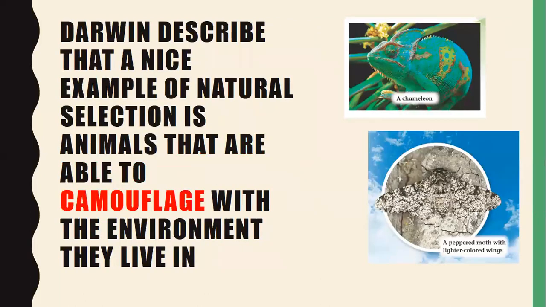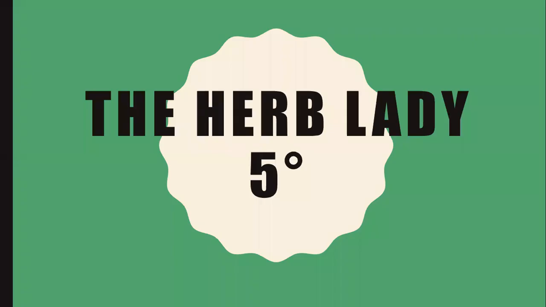And with that, also come some changes. Darwin describes that a nice example of natural selection is animals being able to camouflage with the environment they live in. For example, a chameleon, as you have seen before, can take many colors. It is able to change its appearance at will depending on the place in which it's touching or sitting. And moths can camouflage their wings with trees or rocks or things like those that help them hide so they can survive in the environment. And that's basically the review of the two stories.